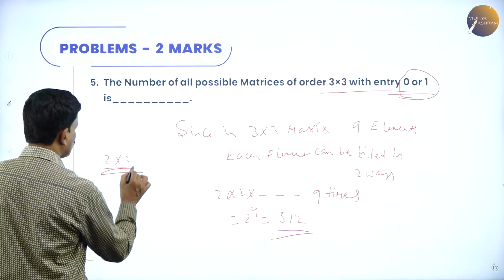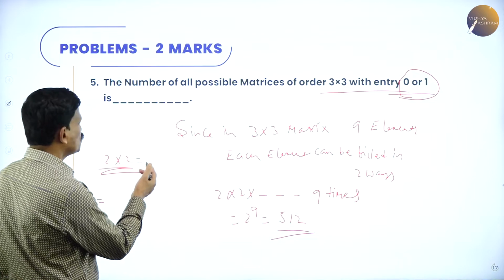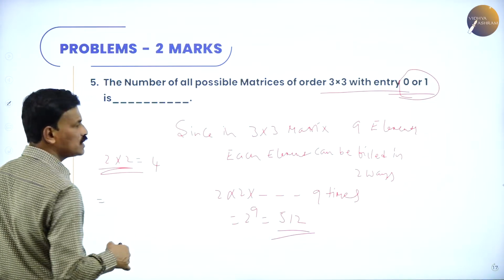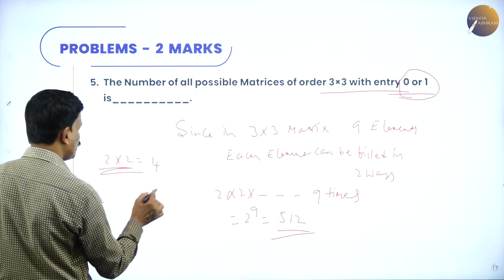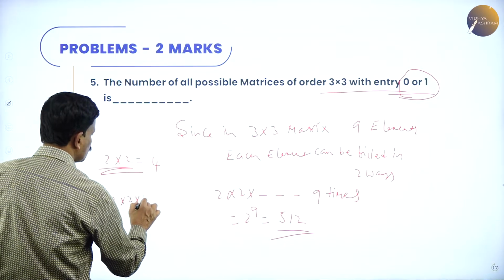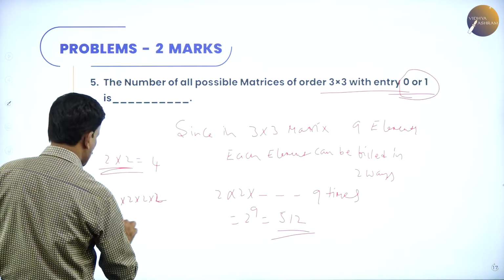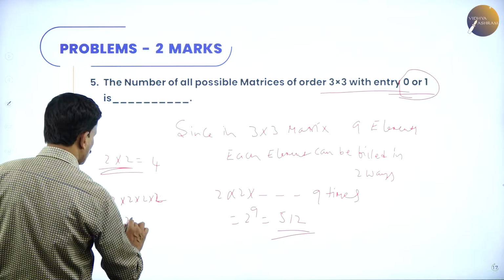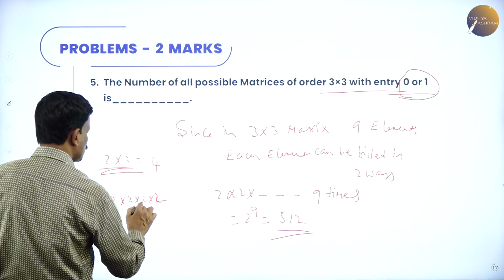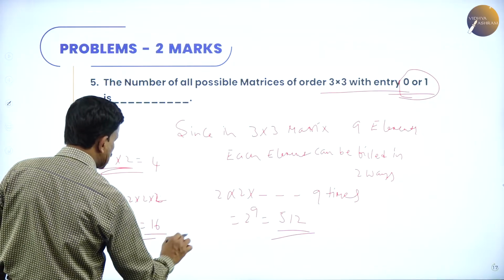So we can write the number of matrices. Since in 2 rows, 2 columns, we will have 4 elements. Each element can be filled in 2 ways. So that is 2 into 2 into 2 into 2, 4 times. So that is nothing but 2 to the power of 4.